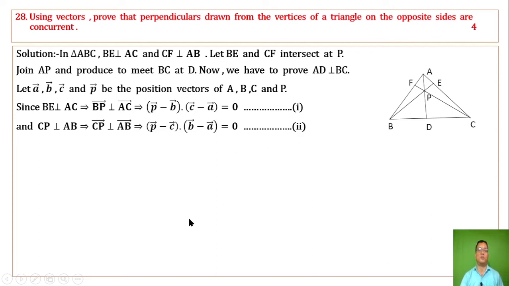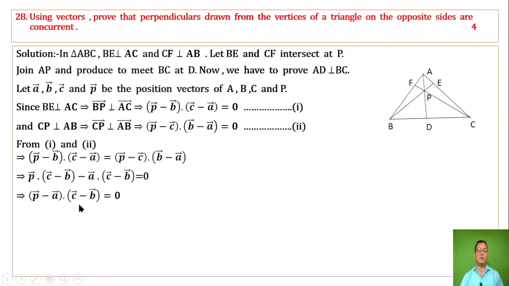From 1 and 2, taking the left side and the right side, we expand and simplify and we get this. From this, AP vector dot BC vector equals 0. So the AD vector is perpendicular to BC vector.